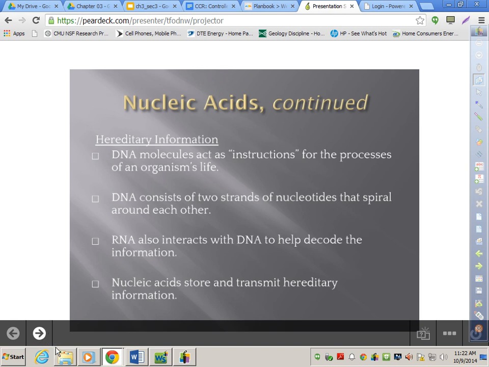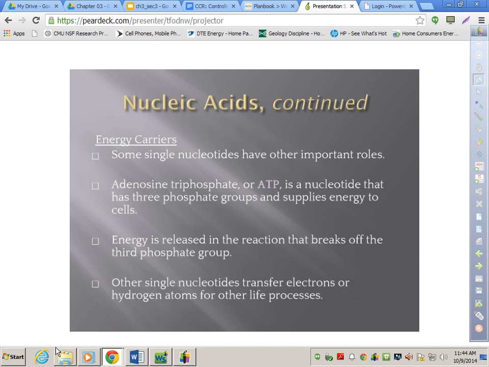All right. So looking at another type of nucleotide, these are energy carriers. It's called ATP. You guys ever heard of ATP?